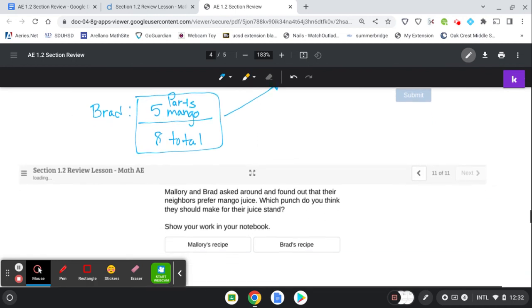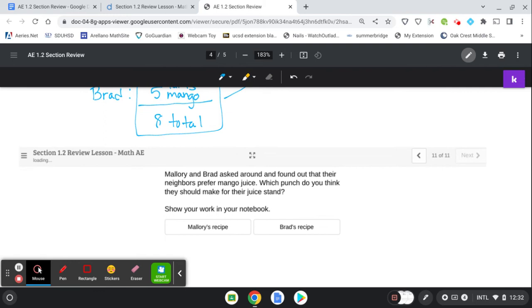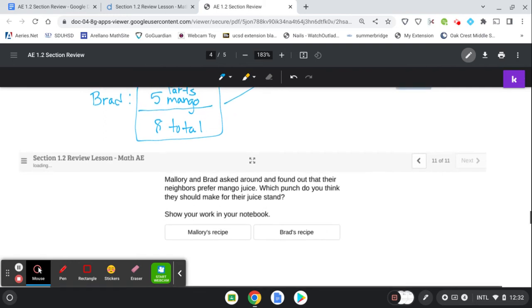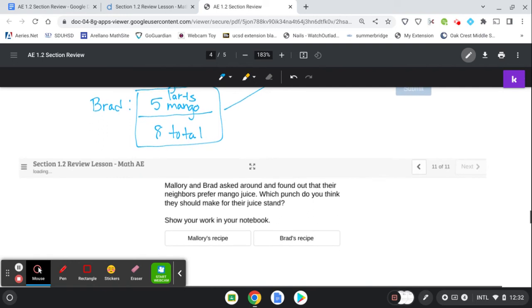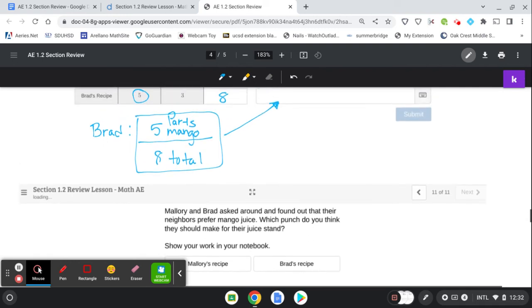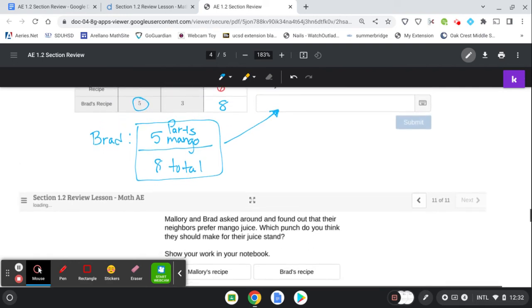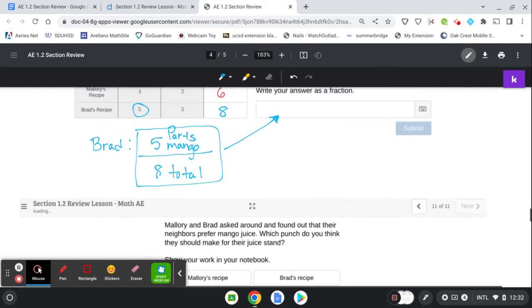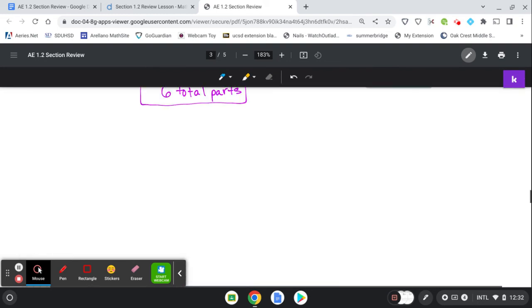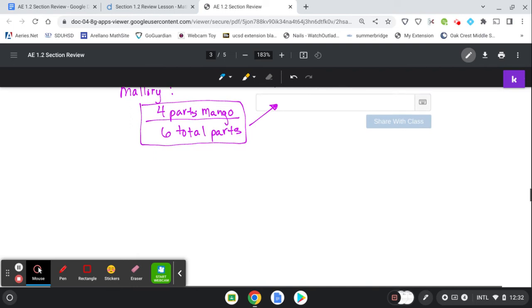Okay, in slide 11 it says Mallory and Brad asked around and found out that their neighbors prefer mango juice. Which punch do you think they should make for their juice stand? Okay, so whose recipe should they make? Mallory's recipe or Brad's recipe? So we're going to compare in a moment.